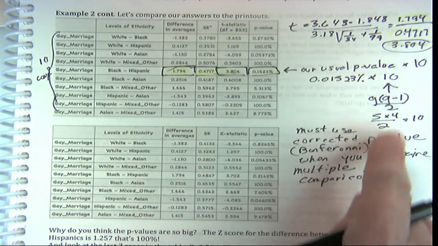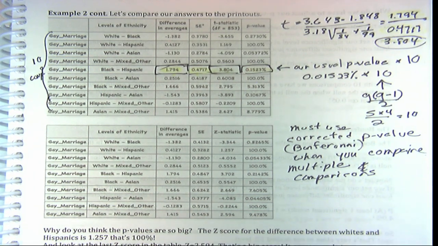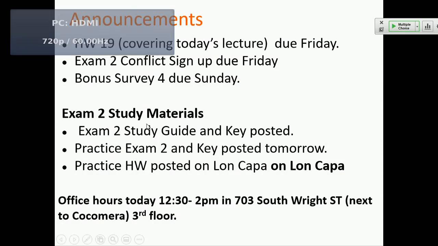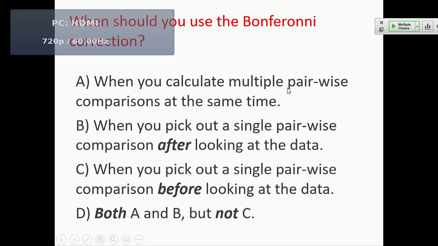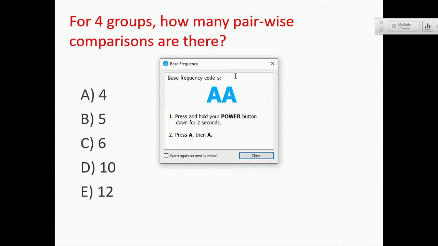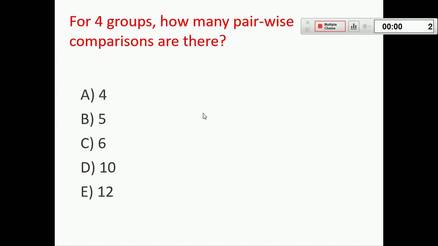And so why don't we do an iClicker right now? Okay. So here, I'm just asking you, if you have 4 groups, how many pairwise comparisons are there? What would you have to multiply your p-value by? Just make sure you know how to do the calculation, and mostly remember it.